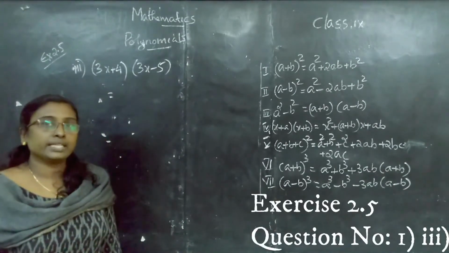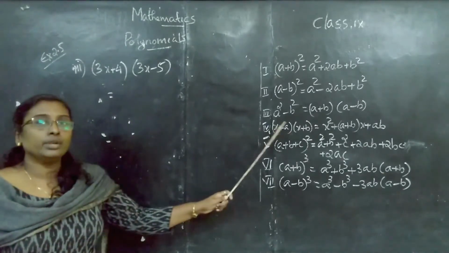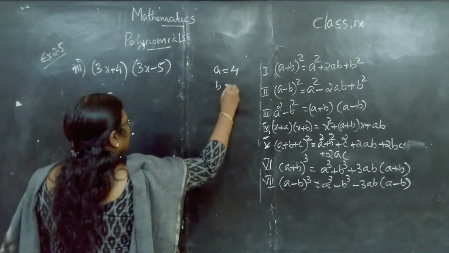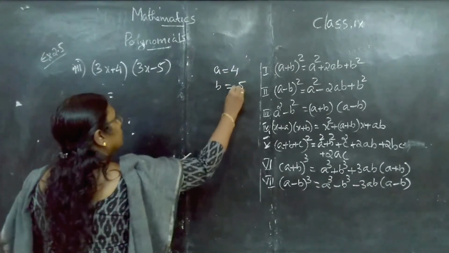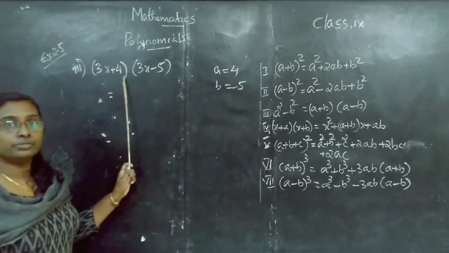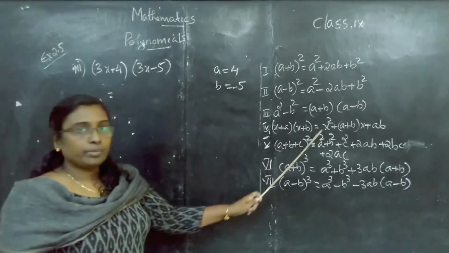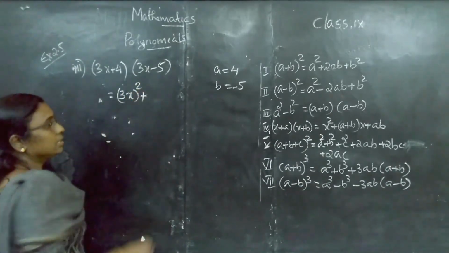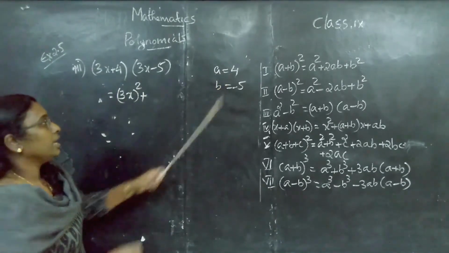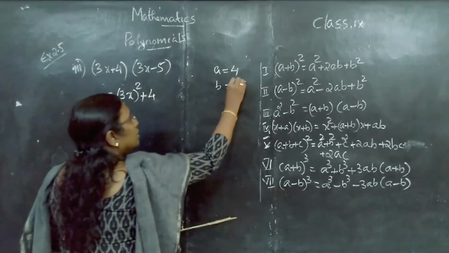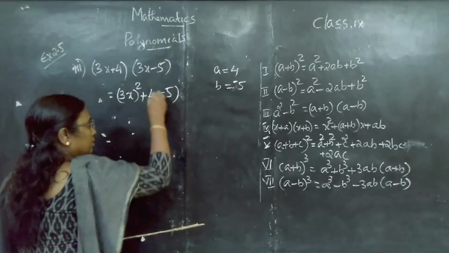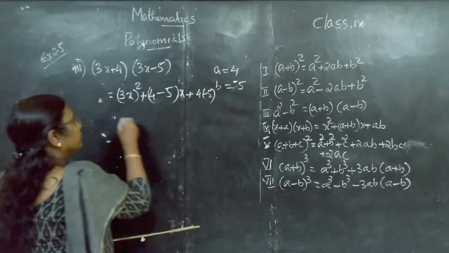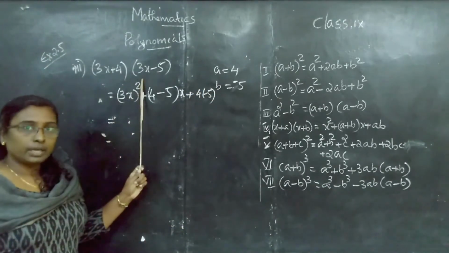3x plus 4 into 3x minus 5. This is also similar to x plus a into x plus b. Here a equal to 4 and b equal to minus 5. In place of x, here we have 3x. So x square becomes 3x the whole square. x square plus a plus b into x. A is 4, b is minus 5, into x plus ab, 4 into minus 5, equal to 3x the whole square.